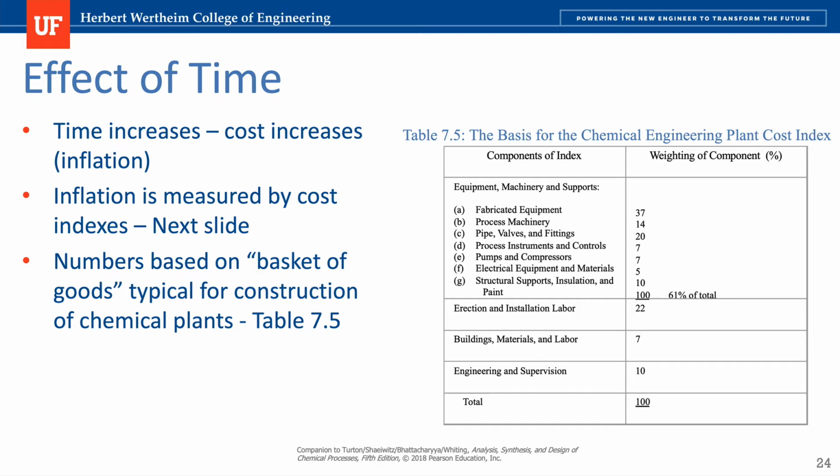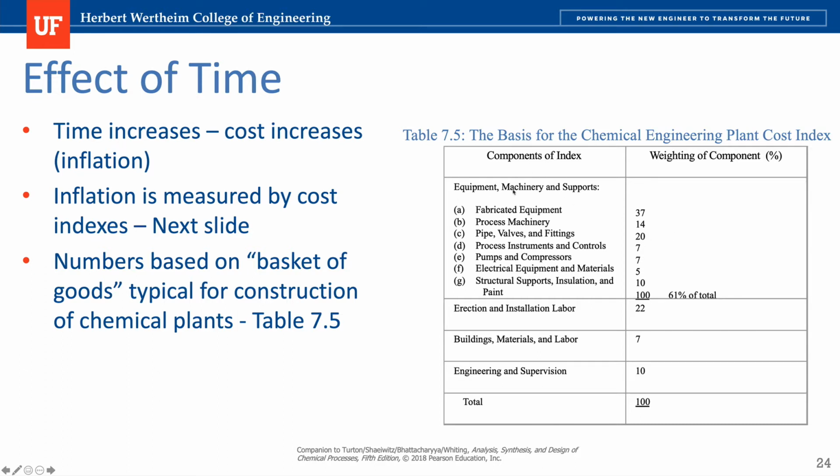Numbers are based on baskets of goods, typically for construction of chemical plants. So this is an example from the Paris, I think. On the right side, this is how you can calculate what we call the Chemical Engineering Plant Cost Index, which is the cost index that we're going to be using in this class. I call it CEPCI. This is the CEPCI value. So this is just examples of the weighting component, right? How much the different criteria of the index are weighted and how much importance.